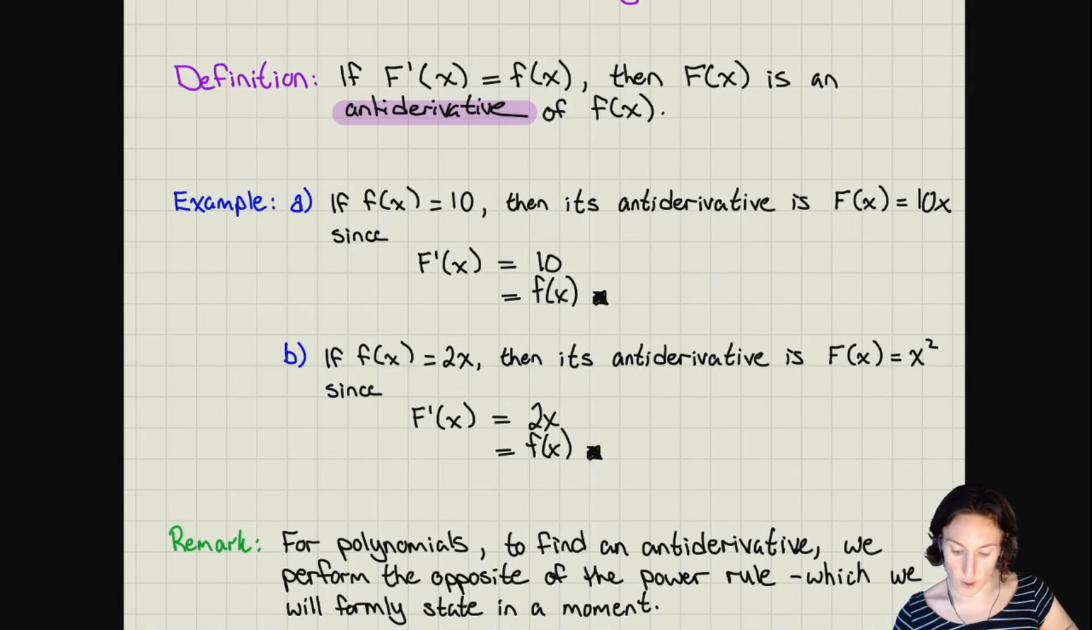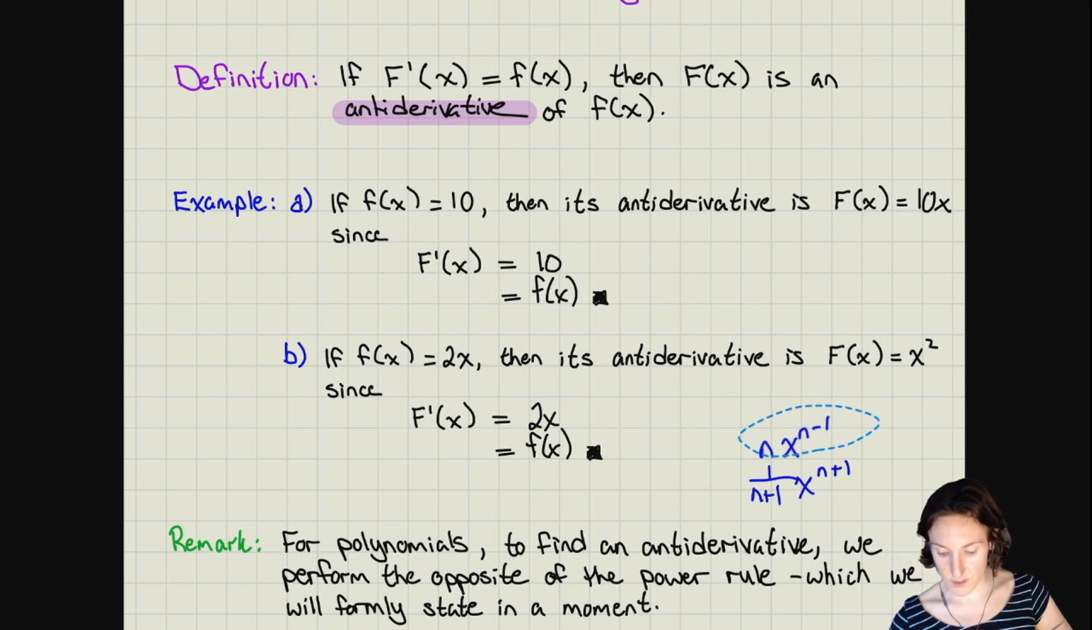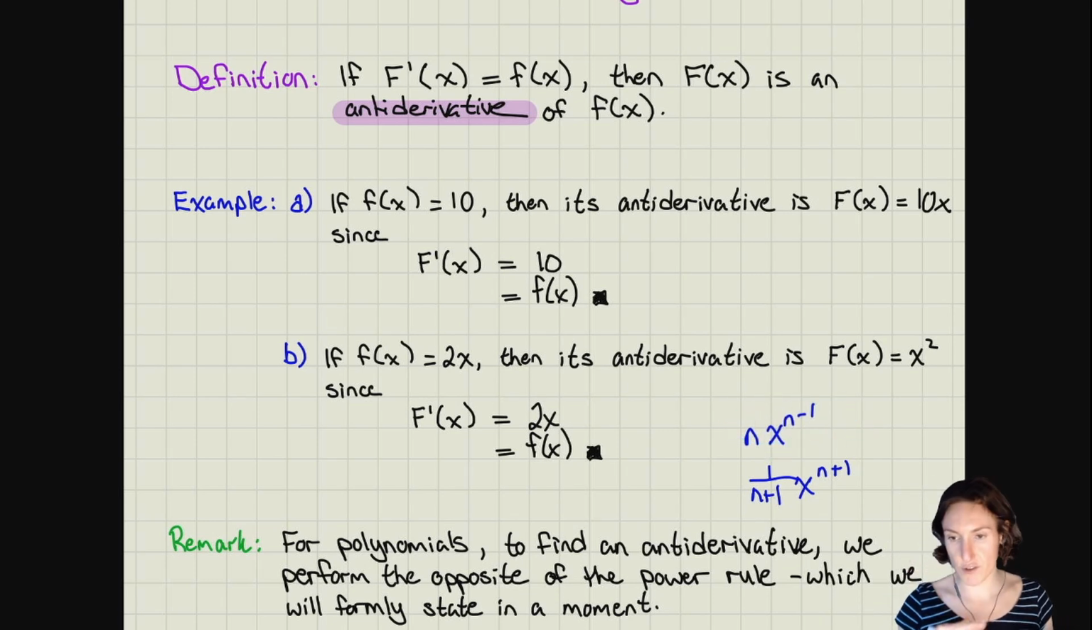So for polynomials, if you want to find the antiderivative, you do the reverse power rule. If we had x to the n, when we differentiate, we bring down the n and we subtract 1. For finding the antiderivative, we add 1 to the exponent, and then divide by the new exponent. We'll formally define this soon. Just trying to introduce you to the notions, and then we'll introduce all the rules.